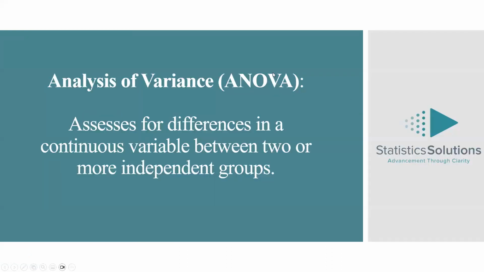All right, what is an ANOVA? An ANOVA stands for an analysis of variance. So you can see where the acronym comes from. Analysis, A-N, of is the O, and variance is the V-A. So this is used typically when you're assessing for differences. That is the key word here. We're looking for differences in a continuous variable between multiple groups.